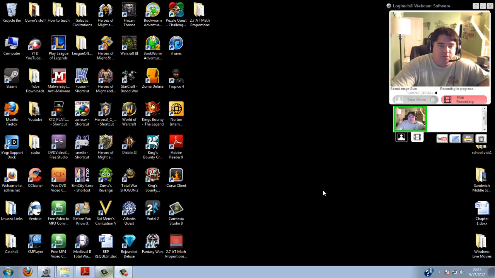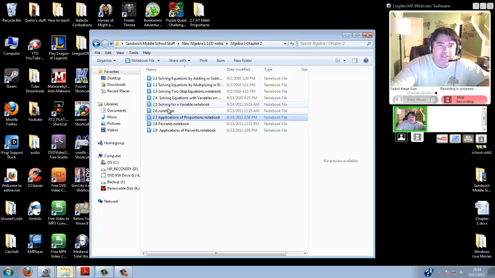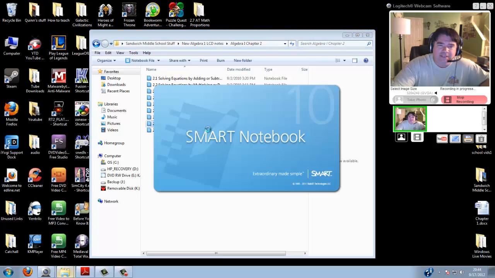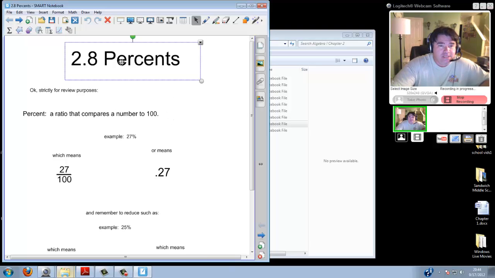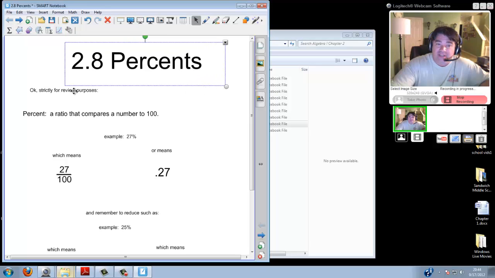Alright, let's get started one more time. Now we're going to start with 2/8 this time, so let me go ahead and get 2/8 out of the notebook here. Looks like it's going to be percents. I don't think this is going to be a major challenge for a lot of my accelerated math students, but we'll take a look. Alright, fact I even wrote, strictly for review purposes.